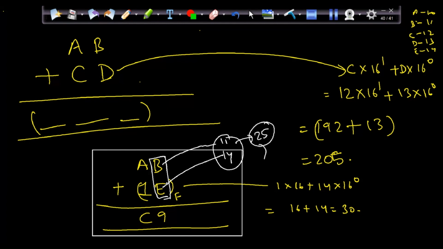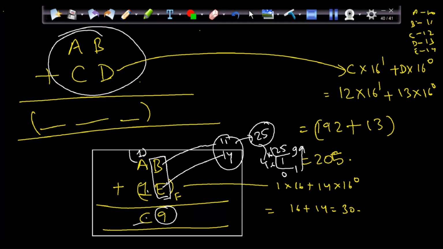So 25 in hexadecimal is what? In hexadecimal 25 is 16 into 1, 16, 9, 16 into 0, 1, so 19. So 9 will be here and 1 will go as a carry. And now we perform A plus 1 plus 1. So A plus 1 is B, B plus 1 is C. So you get C. Okay. Now let's do this addition.